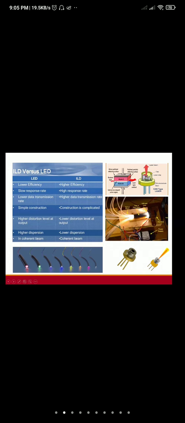Kapag tinignan mo pa lang dito, okay, ang liit niya na yan, ang dami niyang parts sa loob. And it has higher distortion level at output. Si ILD, it has lower distortion level at output. Okay, high dispersion, low dispersion, incoherent beam, and coherent beam. So kung makikita nyo, mas kalat po yung ilaw ng LED kesa dito sa ating ILD.